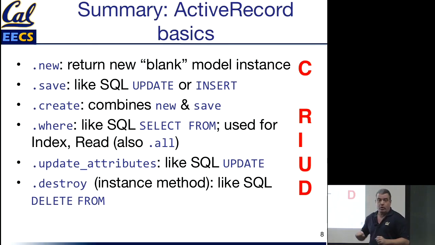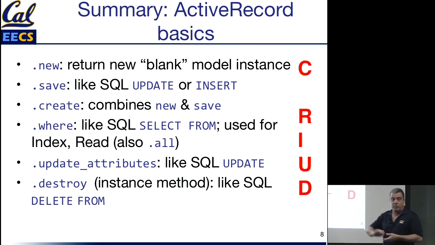We've seen new, which creates a blank in-memory only model instance that has not yet been saved to the database. We've seen save, which you can call on a model instance, which means save this one to the database. And if that model instance was just created with new, then that's like a SQL insert. It's adding a record to an existing table. But if it was an existing model instance, it just updates the one in place that was already in that table. We've seen create, which is just new and save mashed into a single call.